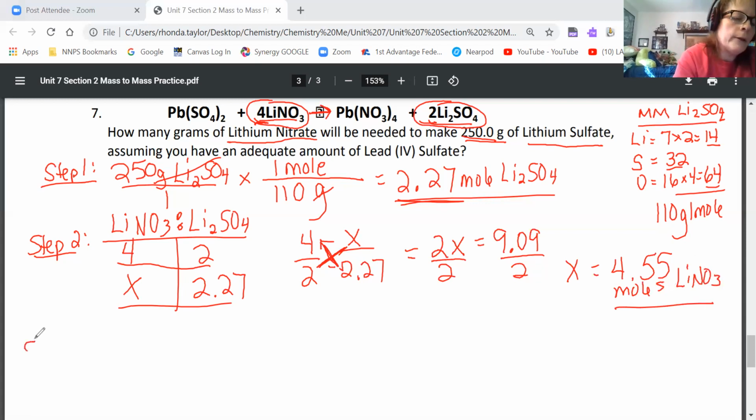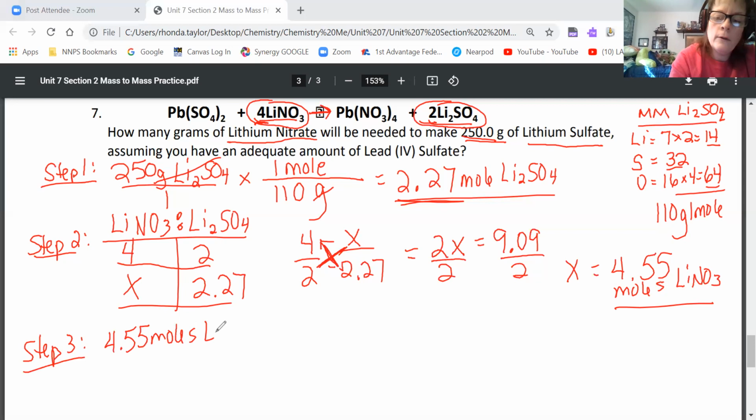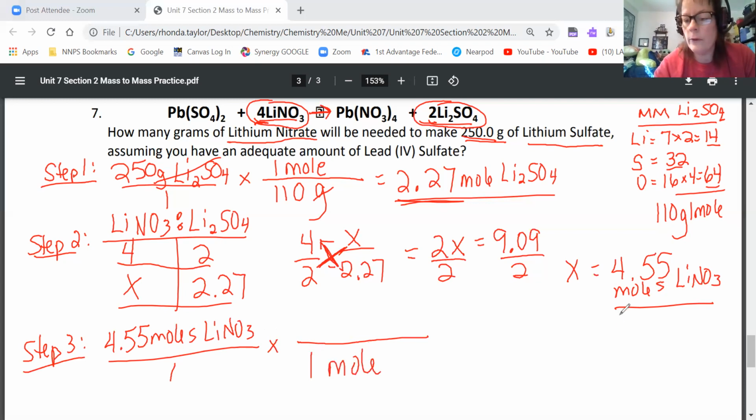So we know how much, but we need it in grams. So that's our last step. We are going to convert our 4.55 moles of our lithium nitrate into grams. So we got to figure out how many grams are in 1 mole. So lithium is equal to 7. We have a nitrogen in there that's equal to 14 on the periodic table, and we have 3 oxygens. Oxygen is 16, but we have 3. So that's going to give us 48 for the oxygen. If you add all that together, it's 69 grams per mole.